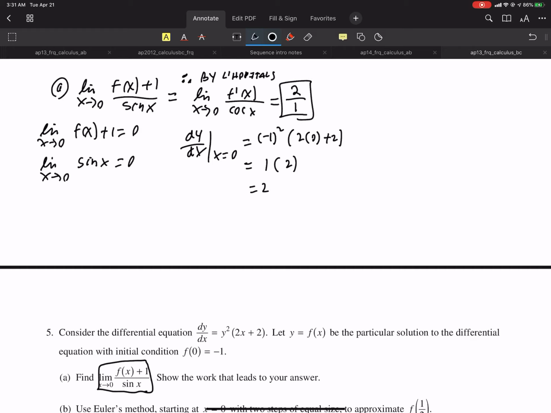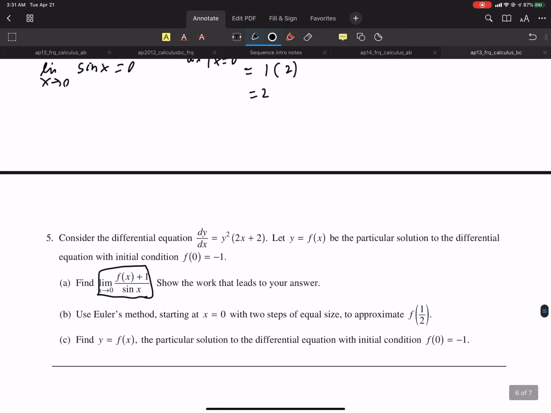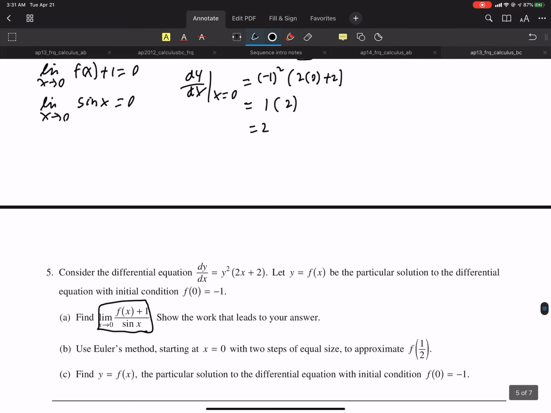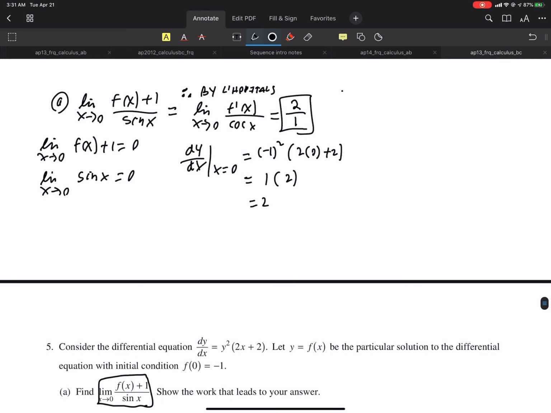Part A is finito. Let's go to part B. Euler's. I will do B over here.